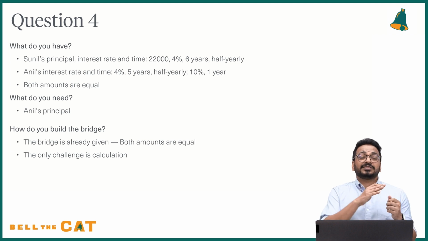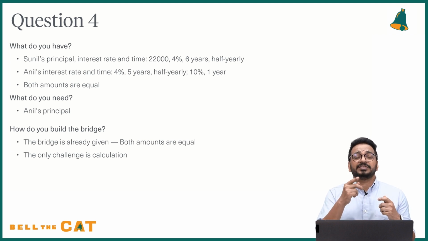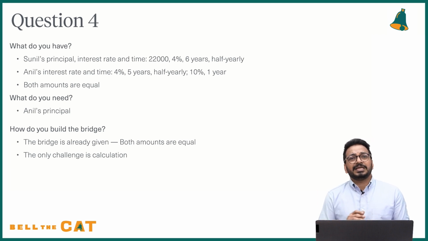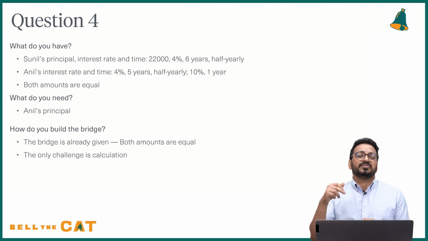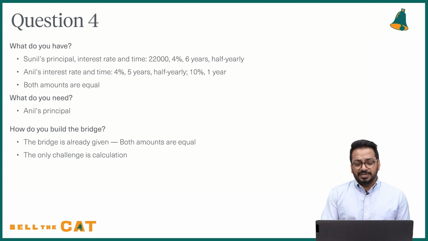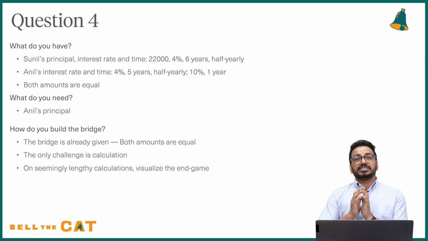Because 6 years compounding half yearly means, 1 year compounds 1 time, half yearly means it's compounding twice, so for 6 years that is raised to the power of 12. This side, it's getting raised to the power of 10, because 5 years compounded half yearly means 10. This might seem scary. So whenever the calculation is seemingly lengthy, don't get scared. Visualize the end game.